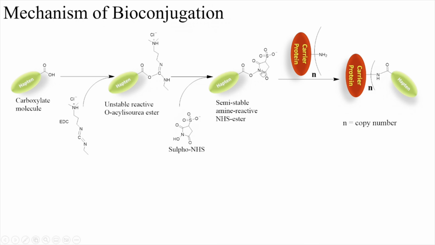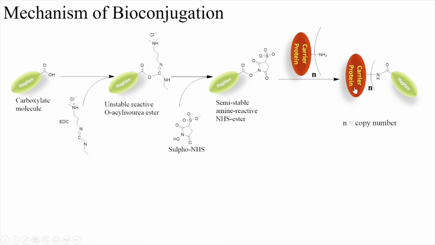So when you use any carrier protein having lots of amine groups, n number of amine groups, in the carrier protein, on all sides there are NH2 groups throughout the whole protein molecule. Here I am just showing one amine group, with n as a copy number, how many amine groups are there. Depending on the free NH2 groups, that activated semi-stable amine-reactive NHS ester will react with that amine to form a new amide bond.